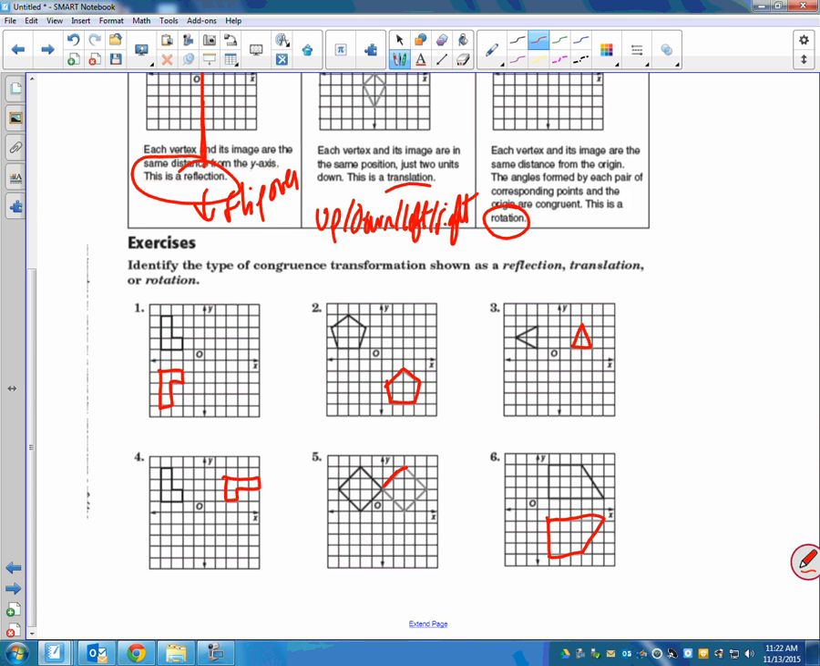Maybe the lighter ones means that's the second one. Right, I think so. I don't know. It really doesn't matter right now.